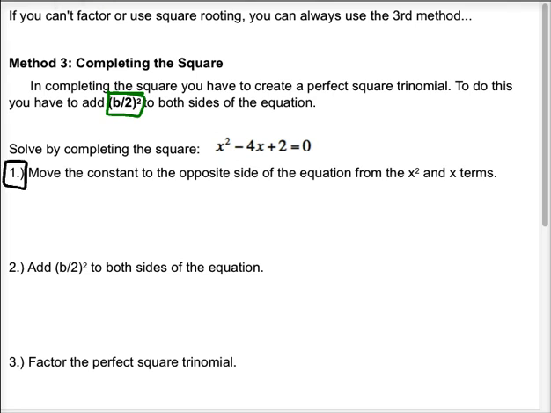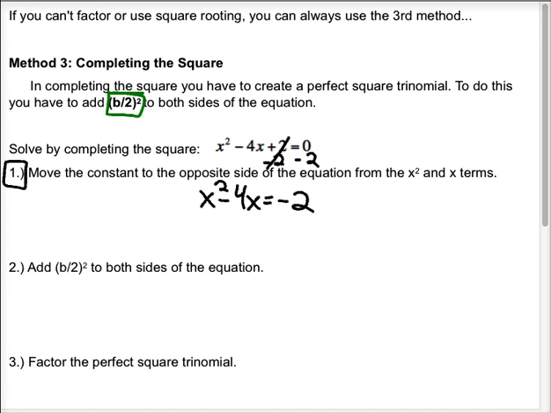So when I'm completing the square, you want to move the constant to the opposite side of the equation. So you want to get the constant alone. So in this case, that means I'm going to subtract 2 from both sides. So I'm going to have x squared minus 4x equals minus 2. All right? So actually the opposite of what we usually do with factoring. With factoring, we want to get everything to the same side. With this, we want to get that on the other side. We want to get it by itself.